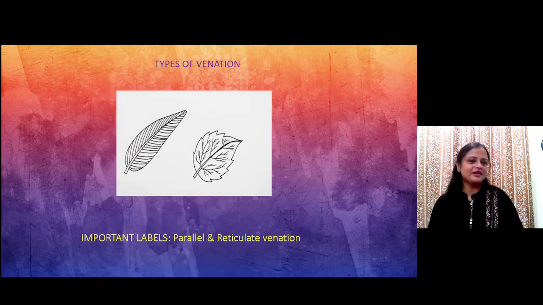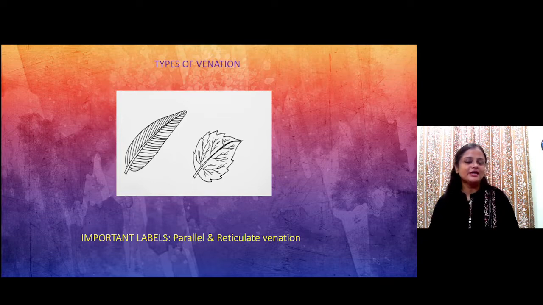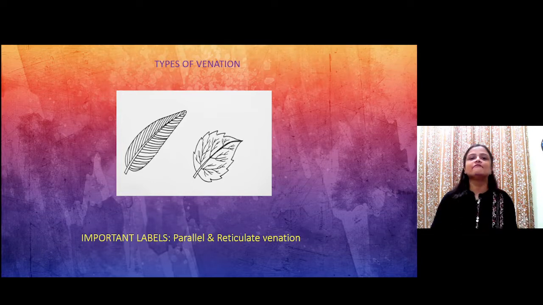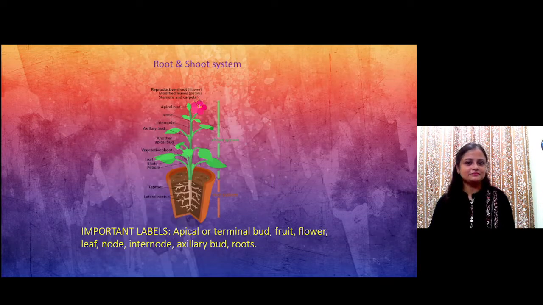Next is the type of venation. Now, when we are talking about leaves, leaves can be of various varieties, but we classify the venation, the arrangement of veins over a leaf, into two types, that is parallel and reticulate. So here, first is the diagram for parallel venation, where you can see that the lines are parallel to each other, whereas in the second diagram, you can see that the veins form a net-like pattern.